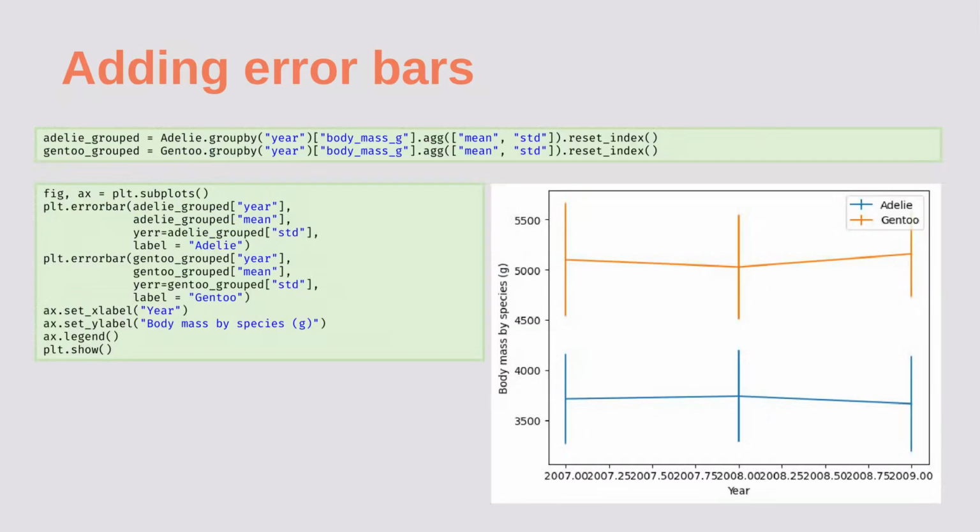We can also look at the change in body mass for each species of penguin over time. First, we calculate the mean and standard deviation of the body mass for each species and store them in separate variables. Then, we call the plot.errorbar method with the x-axis set to year, y-axis set to the mean of the body mass, and yerr set to the standard deviation. We add the legend and call the plot.show method to display the plot.